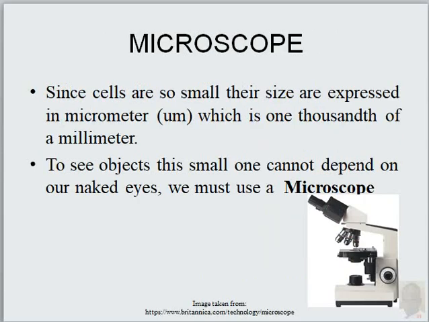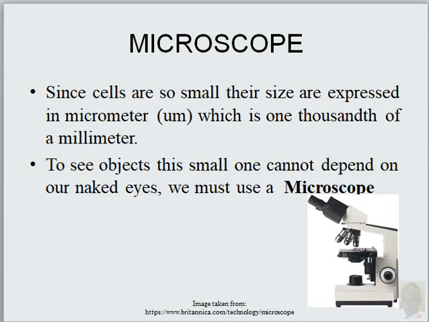Cells are extremely small, and since they are so small, their size is expressed in the unit of measurement called micrometers, which is basically a 1,000th of a millimeter. So if you look at your ruler and you see 1 millimeter, then 1 micrometer would be 1,000 times smaller than that. That gives you an understanding of how small we're talking about when we talk about the size of cells.